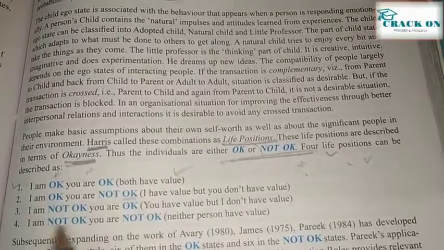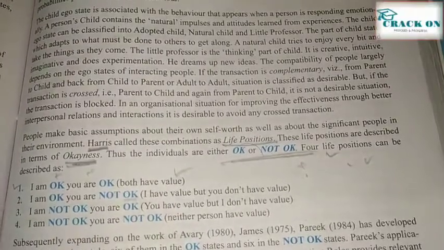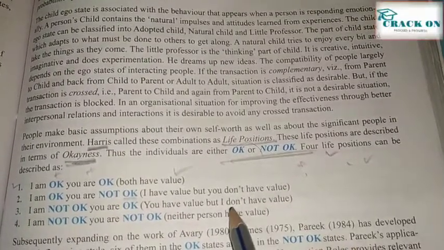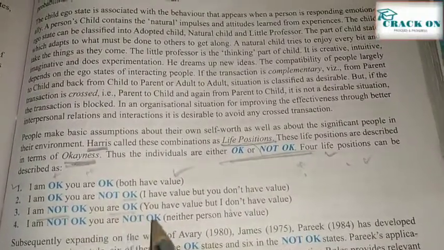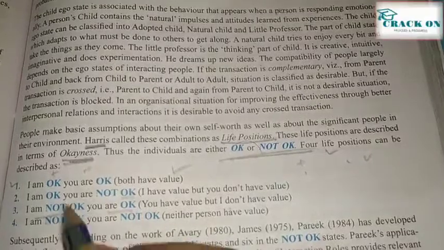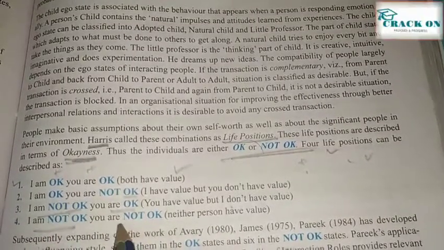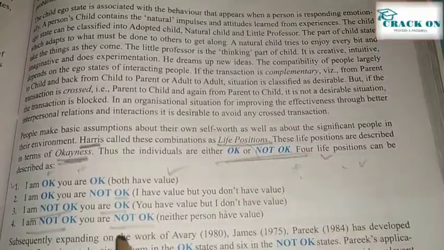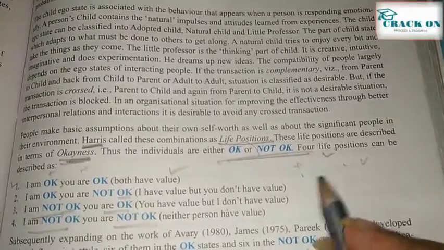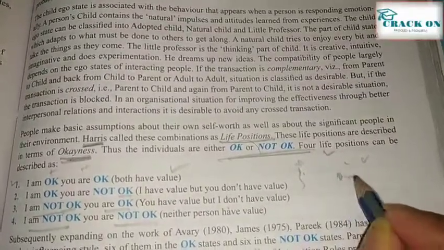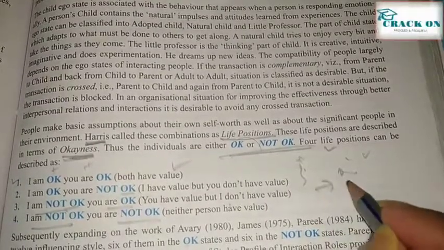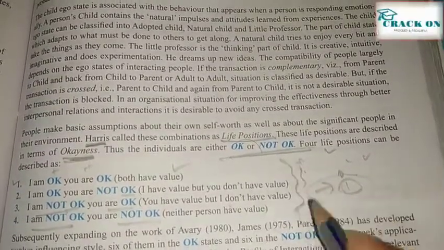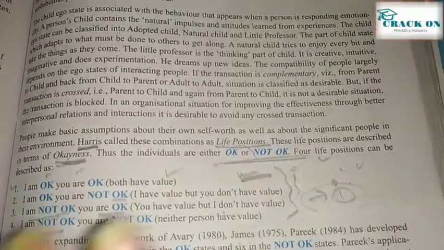I am not okay, you are okay, that means I have no value but you have value. Simple. Right. I am not okay, you are not okay, that means both are negative, both have no value. So okay is related to value. Here we will definitely get one question from this. So very important, and very easy.